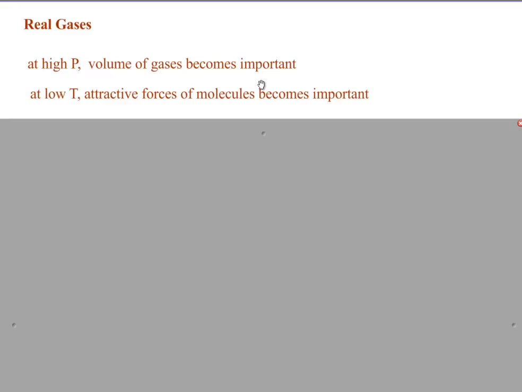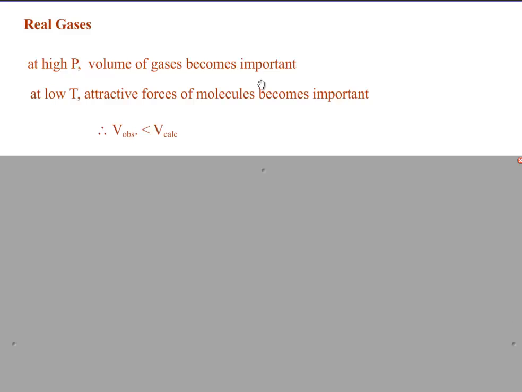So when we're considering both of these things, and so if we work with gases under conditions of high pressure and low temperature, we have to look at how both the volume of the gas and the attractive forces of the gas affect the volume of the gas. It turns out that the observed volume of a gas is less than the calculated volume of a gas because we have to consider the volume of the actual gas molecules, and we have to consider their attractive forces, which may pull them closer to each other and cause them to occupy less space than they might otherwise do.